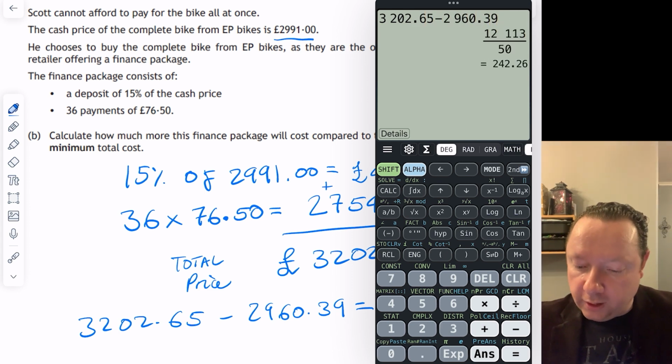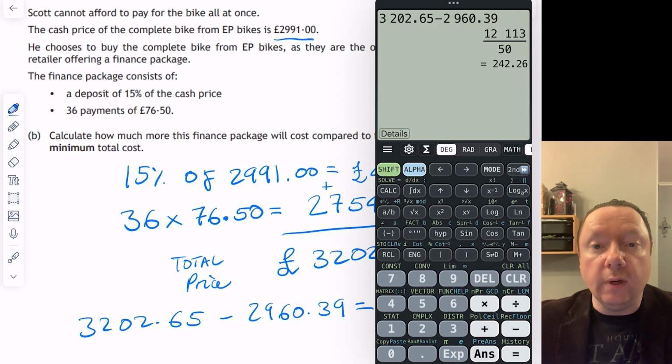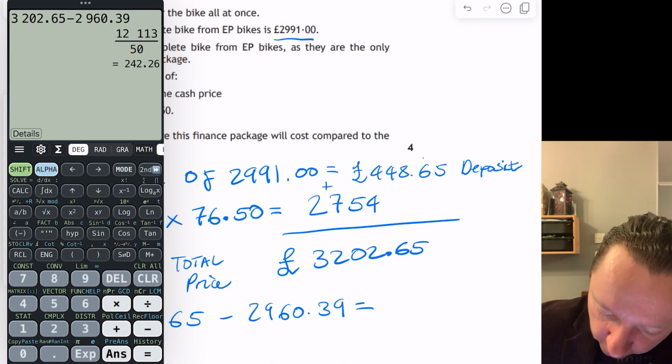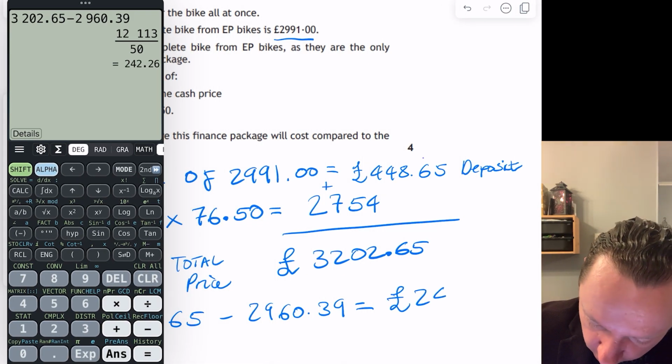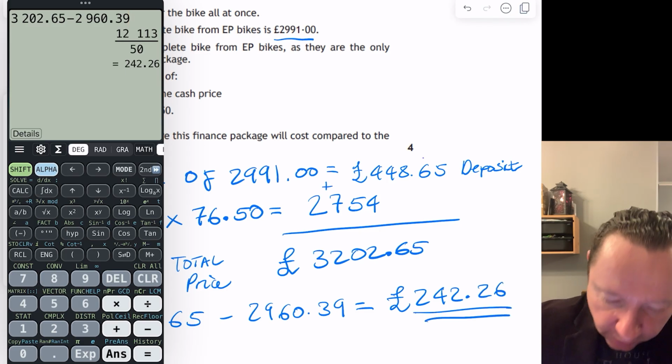And we get a total price of 242.26 is the difference. So we'll just take a note of that. 242.26, and there's our final answer.